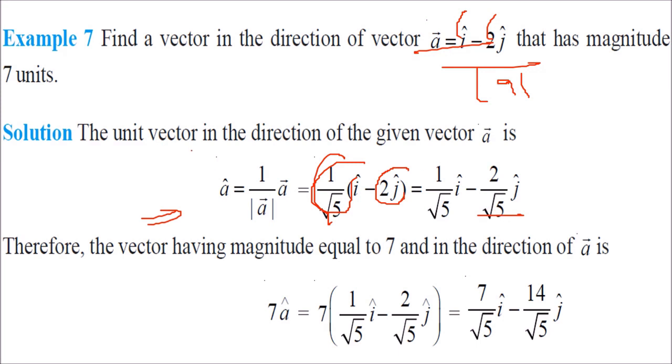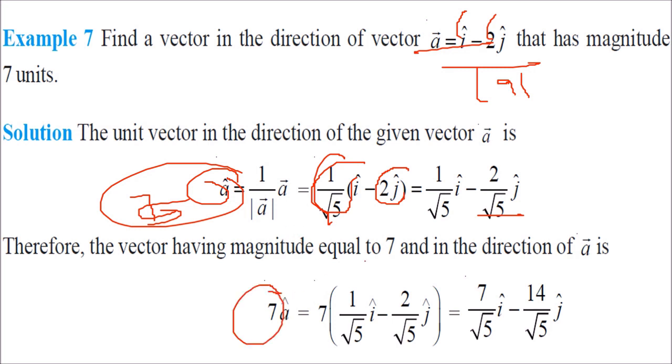Now the vector having magnitude equal to 7. So this is a unit vector. What will be the magnitude? 7 into A cap will be the vector, because A cap has magnitude one. It is a unit vector. So 7 A cap will be 7 times this, and so this will be 7 by root 5 i minus 14 by root 5 j.